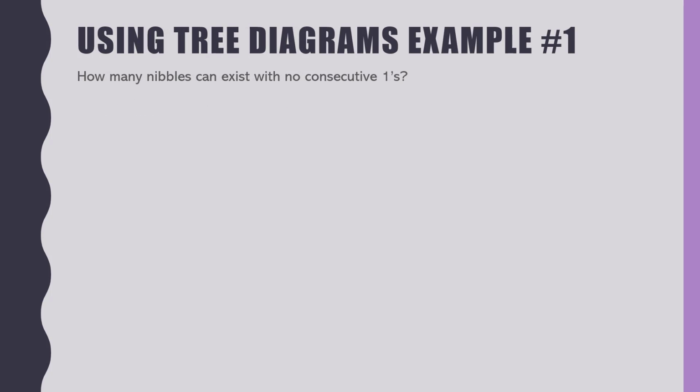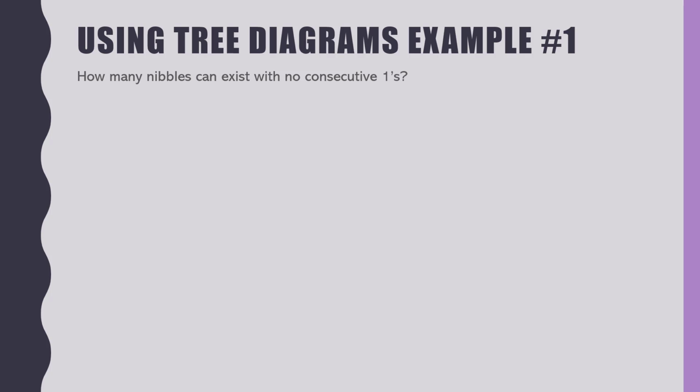So let's look at how this might play out. This is our question we talked about a minute ago. How many nibbles can exist with no consecutive ones? So that's a 4-bit string, right? And it can be any combination of ones and zeros as long as there's no 2 ones in a row.